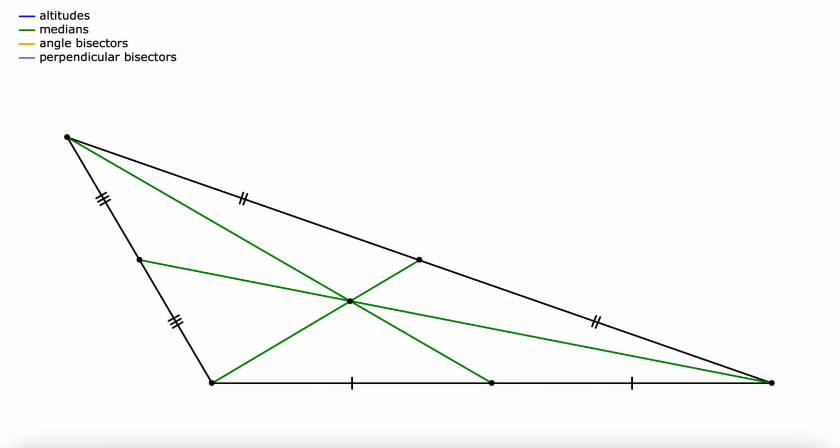The centroid is always located inside the triangle, regardless of the type of triangle. Since all the medians lie entirely within the triangle, their point of intersection, the centroid, must also lie inside the triangle.